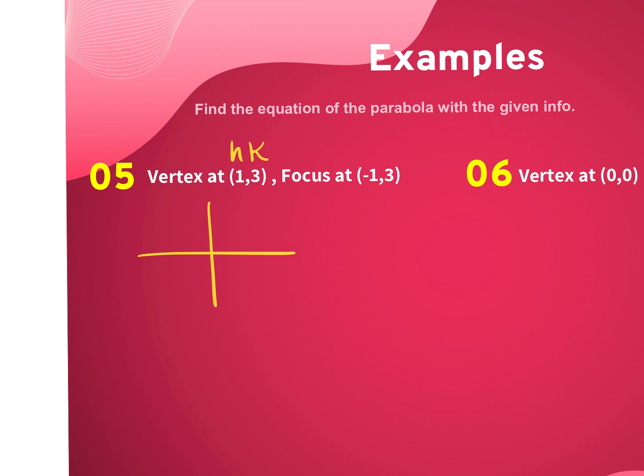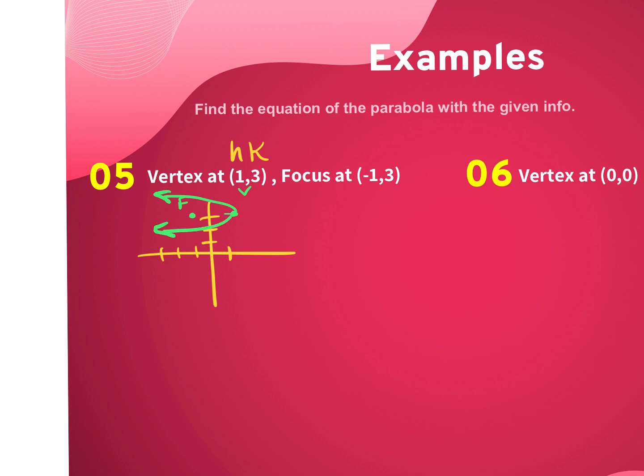So my vertex is at +1, +3. So right here. And then the focus point is always going to be on that axis of symmetry, or the axis of the parabola. So my focus is going to be right here. So this is the focus, this is the vertex. Remember, the parabola always surrounds the focus point.